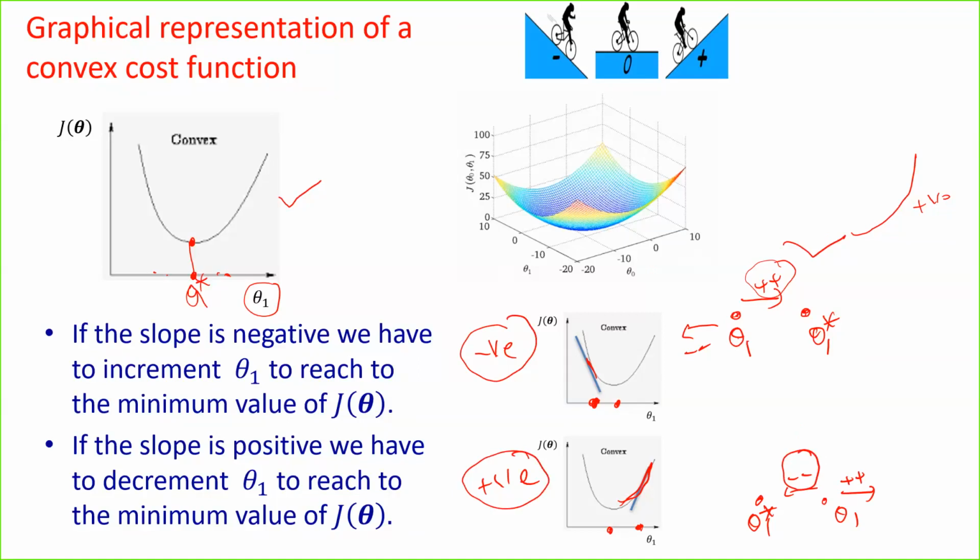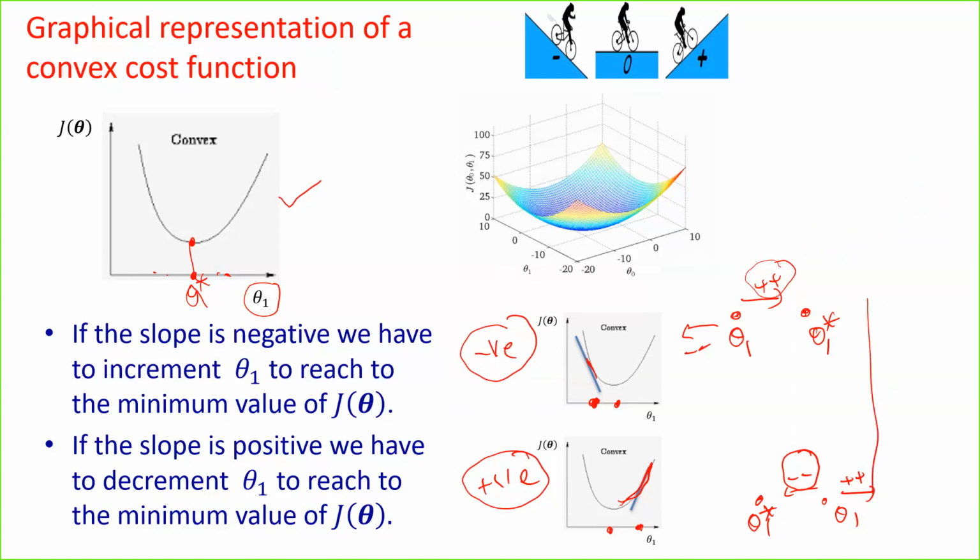It means I compute the gradient with respect to theta 1, and if this gradient or slope is positive, I'll decrement theta 1 to reach the optimal point. If the gradient or slope is negative, we have to increment theta 1. Does that look fine so far? Yes. But how do you compute the slope of this function J of theta with respect to theta 1?